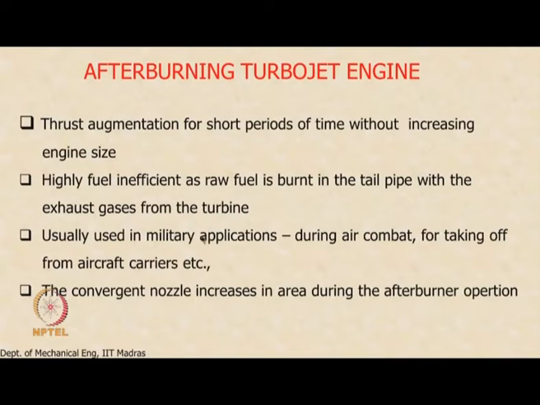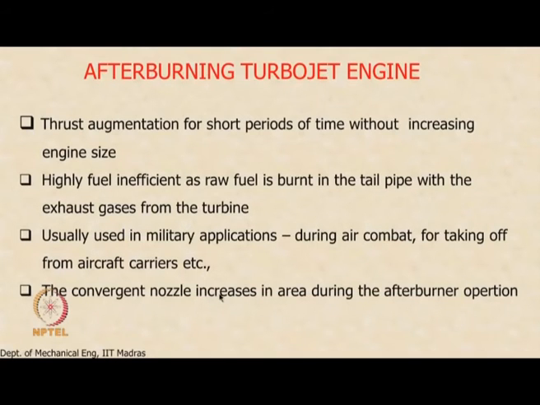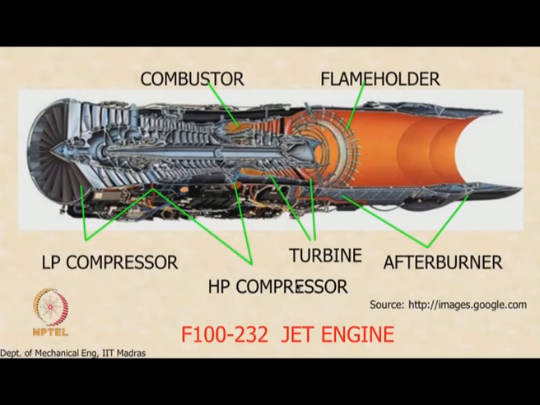It is not a very efficient way of doing combustion. As I said, it is usually used in military applications during combat, for taking off from aircraft carriers which have very short runways and so on. Even with the catapult that you use in an aircraft carrier, the afterburner is required to actually get airborne when thrown from an aircraft carrier. The runway length is just too short, so full afterburner operation is required for taking off from an aircraft carrier. And as we saw in our gas dynamics lectures, the convergent nozzle area has to be increased during afterburner operation. Let us take a look at a couple of afterburner engines before we complete this lecture.